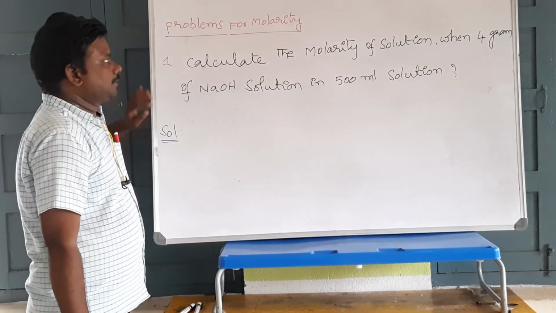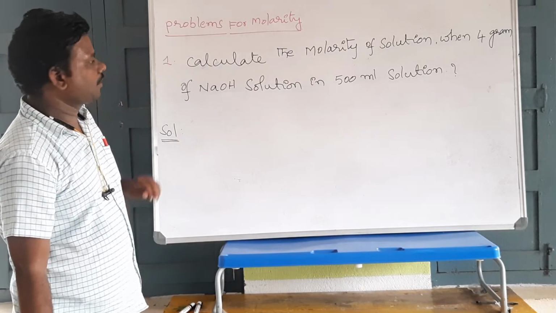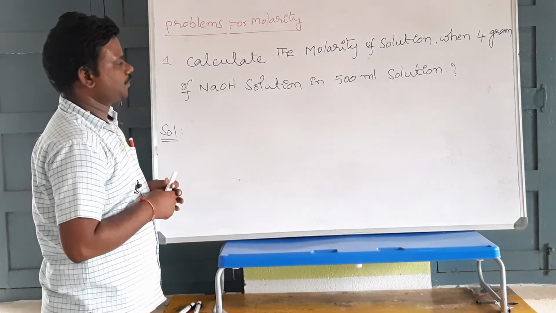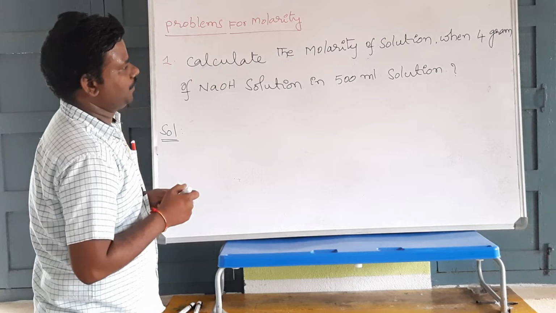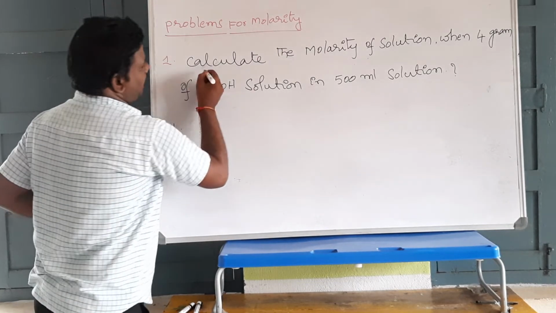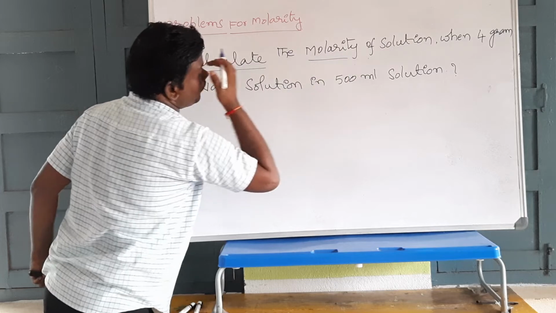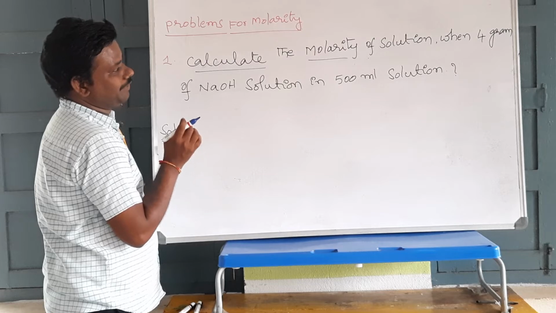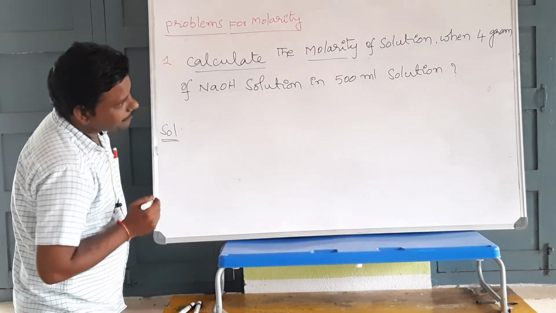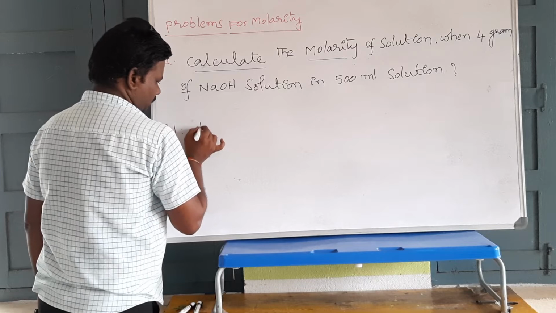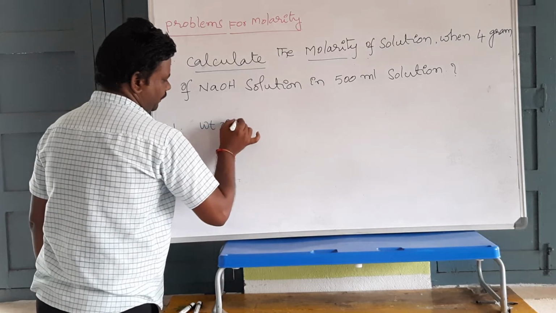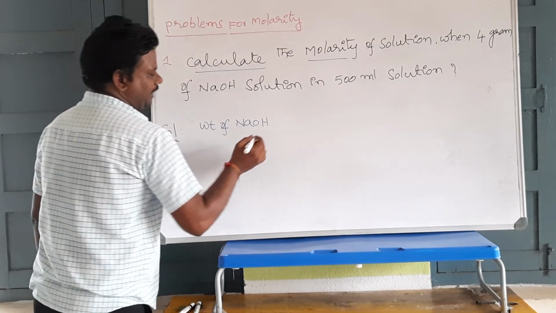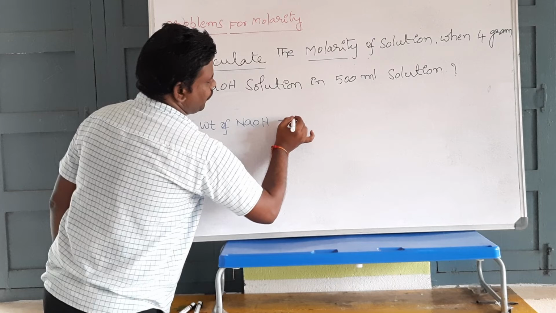Now we are going to discuss problems based on molarity. First problem: calculate the molarity of the solution when 4 grams of NaOH is dissolved in 500 ml of solution. Here we can calculate the molarity of the solution. First we have to write the given data. Weight of the solute: NaOH acts as the solute. Weight of NaOH is 4 grams.